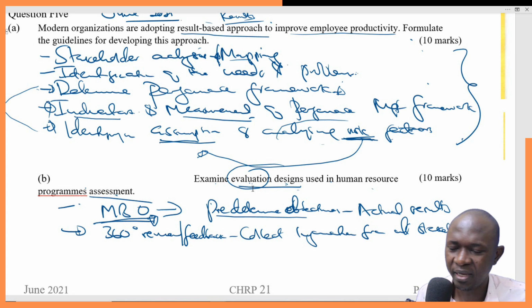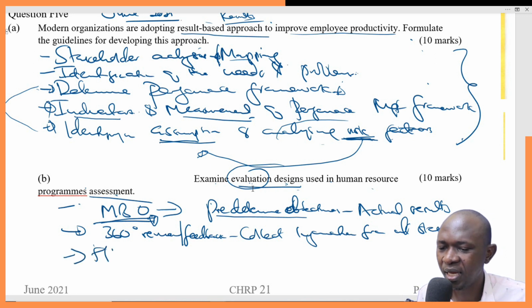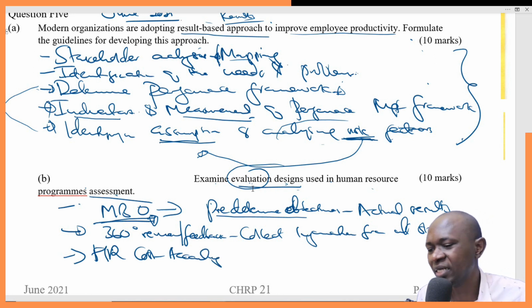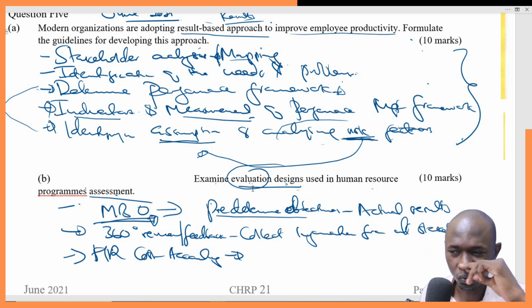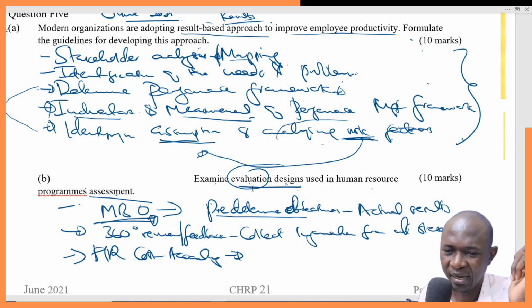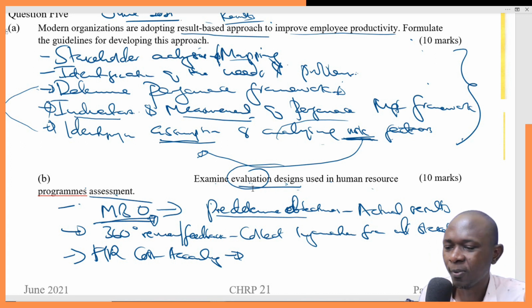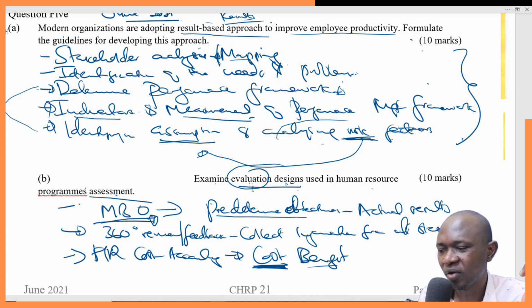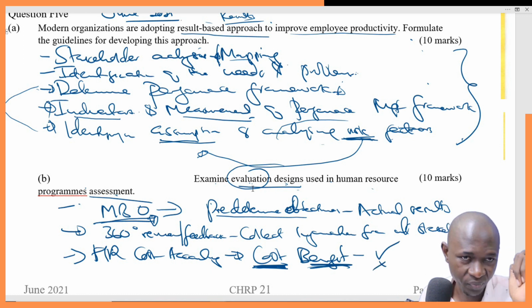Then we also have the cost accounting, HR cost accounting, or just accounting. It can also be used to evaluate or assess the success of the human resource programs through the cost-benefit analysis. And this is where we compare the cost we incurred versus the benefit we incurred. Of course, if the benefit outweighs the cost, it is good. But if the cost outweighs the benefit, it is bad.